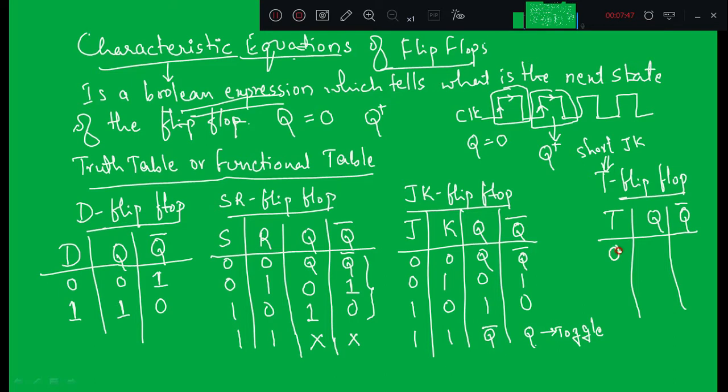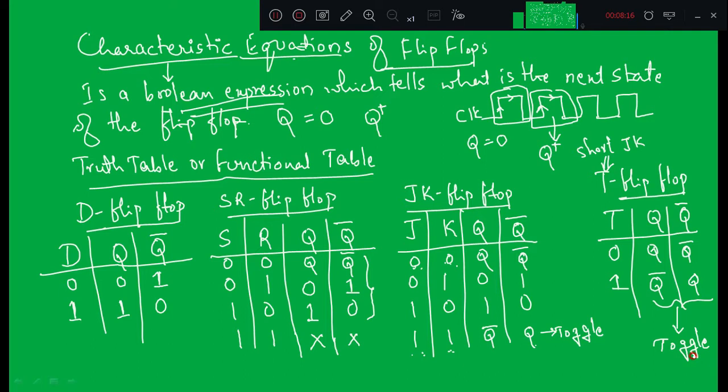When T is equal to 0, Q remains in its previous state. That means J is equal to 0, K equal to 0, it remains in its previous state. When T is 1, that means when J is equal to 1 and K is equal to 1, we will get a toggle state. It is the same as JK, only we are shorting J and K. So these are the functional tables of all 4 flip-flops.